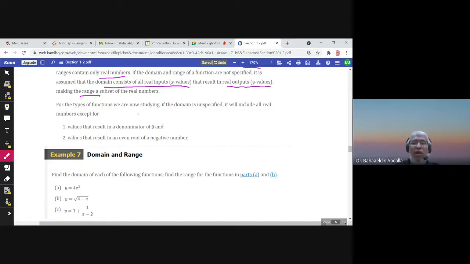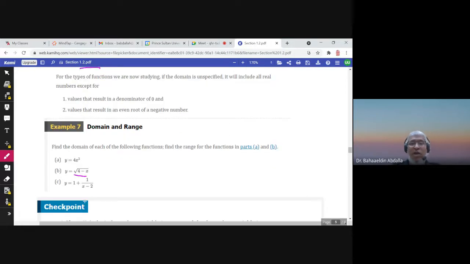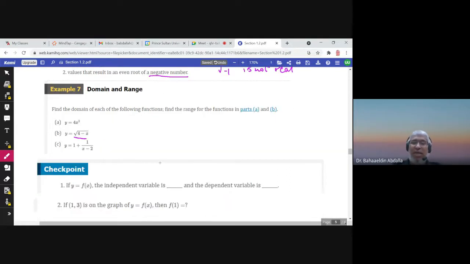The domain would always be the set of all real numbers, except if you have a square root. Whenever you have a square root, the numbers inside the square root should always be positive, because the square root of negative 1 or negative 2 is not a real number. So any number inside the square root should always be positive. You cannot accept that the number is negative.